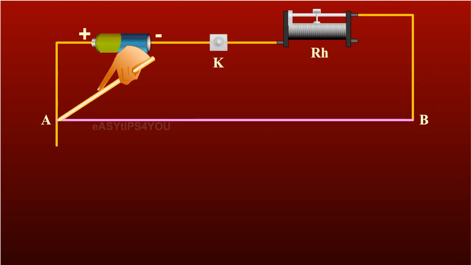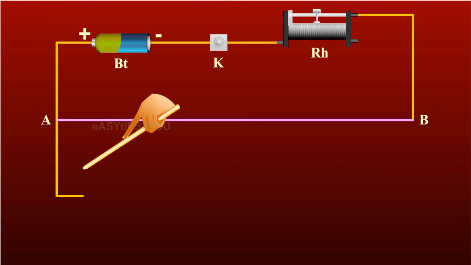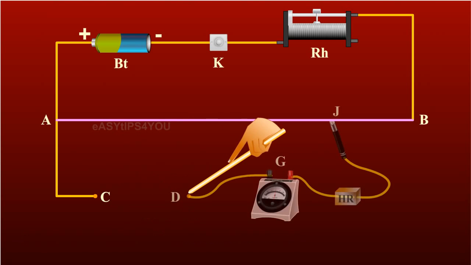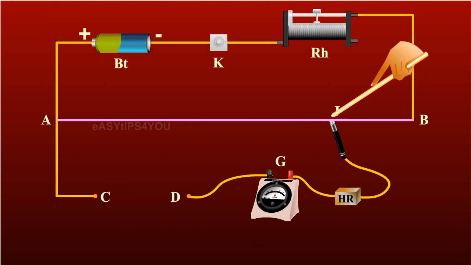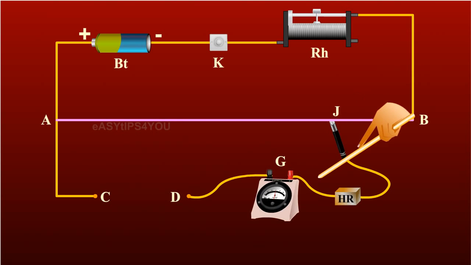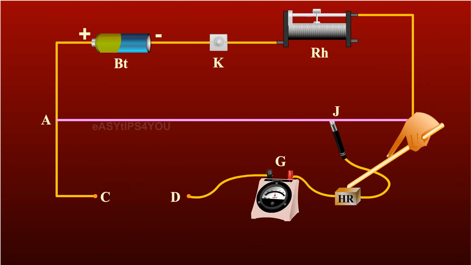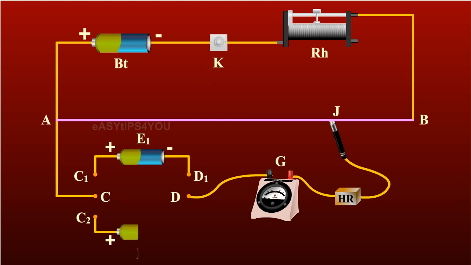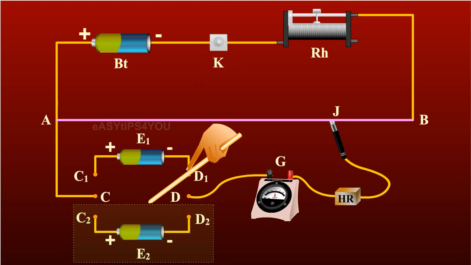The end A of the potentiometer is connected to the terminal C of a DP-DT switch, that is, a six-way key, double pole double throw. The terminal D is connected to the jockey J through a galvanometer G and high resistance HR. The cell of EMF E1 is connected between the terminals C1 and D1, and the cell of EMF E2 is connected between C2 and D2 of the DP-DT switch.